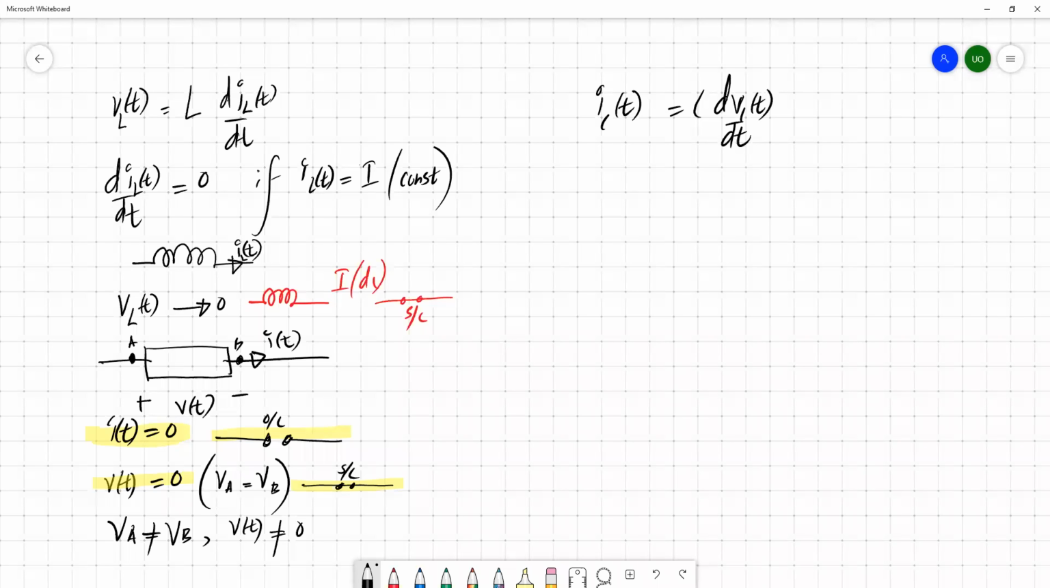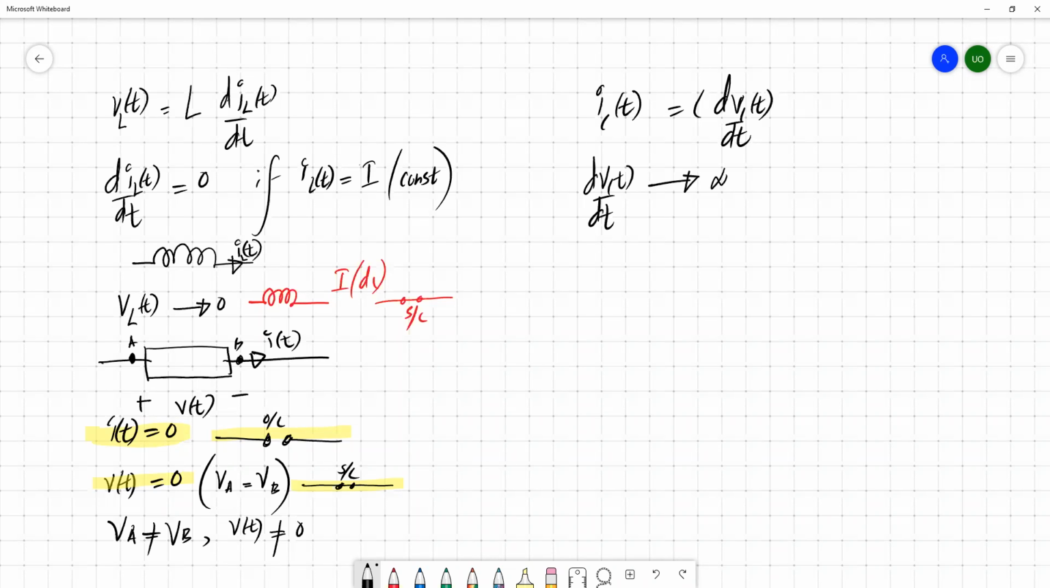So this is the voltage applied across the capacitor. The current is basically equal to C times the derivative of the voltage. What happens if this derivative goes to infinity?